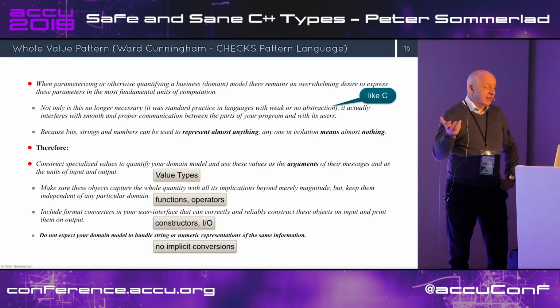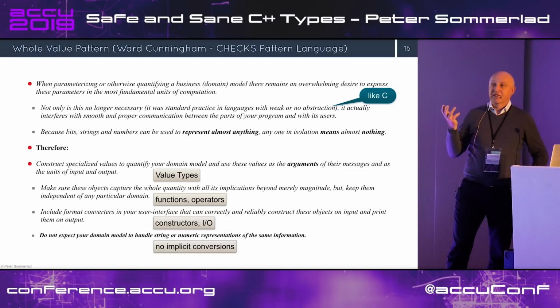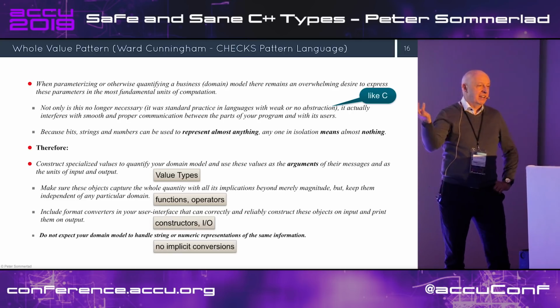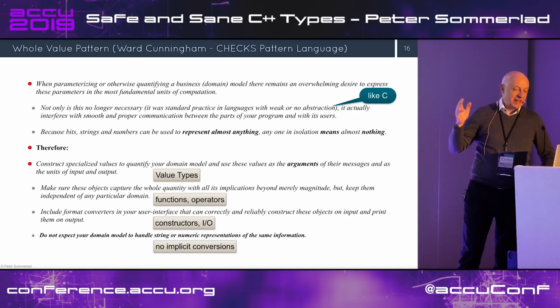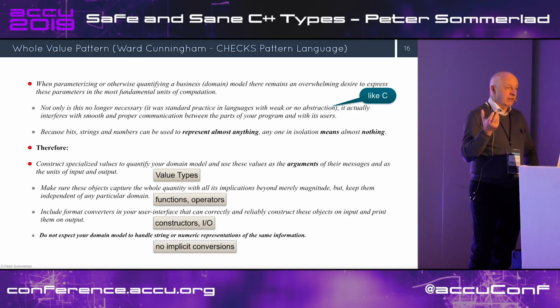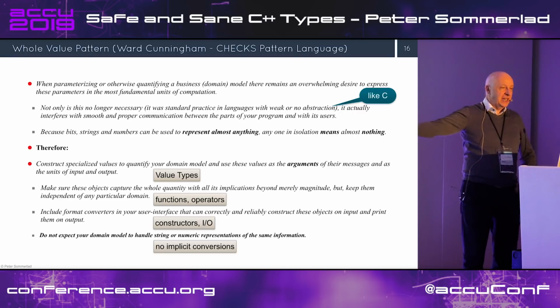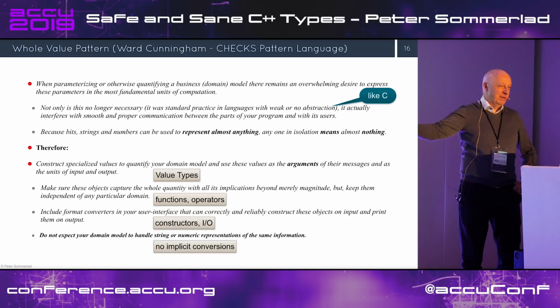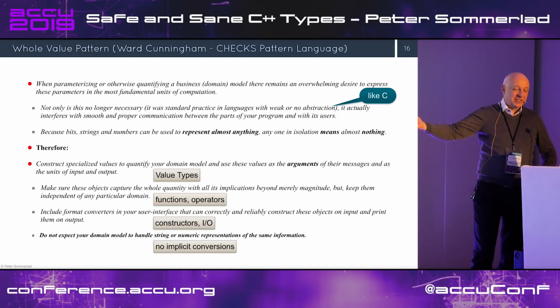So the primitive types can represent almost anything. Like in Fortran, everything is a number, and you can do a lot with that. But it means nothing in isolation. So what does 42 mean? There are several possible meanings for what 42 means. It's just a number.